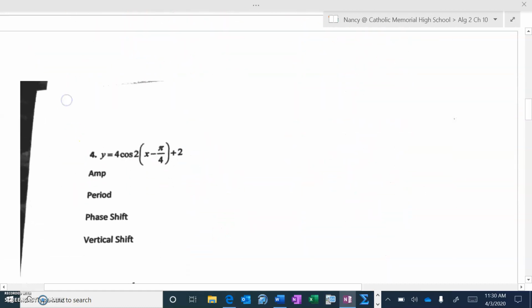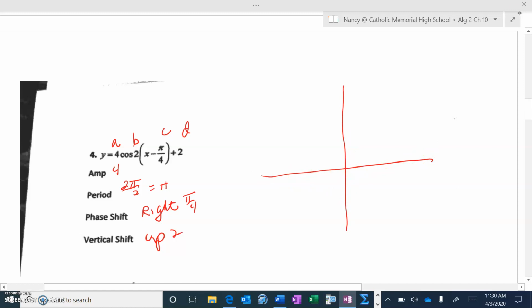So now if we start doing some shifts, here my amp is 4. This is your A. This is my B. So cos period is 2 pi divided by B. This is your phase shift. It says to subtract pi over 4 from the x, which means you're going to go right pi over 4. And this is your vertical shift. You're adding 2, so you're going to go up 2.